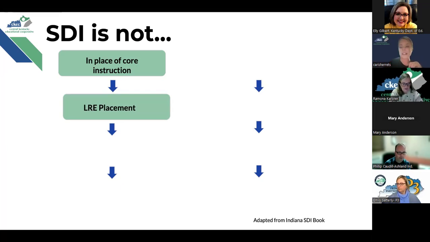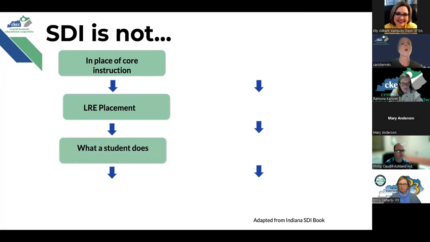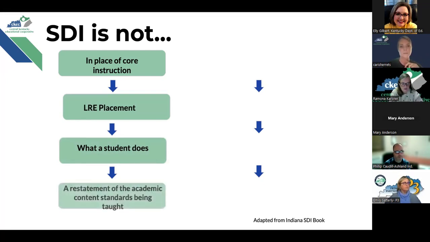It is not the least restrictive placement. It's not what a student does, and we'll talk more about that in a minute. It's not a restatement of the standards that are being taught.